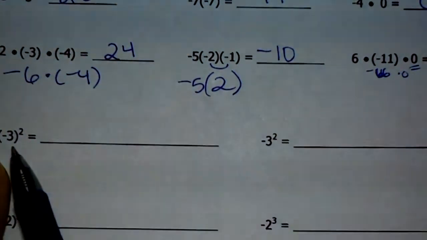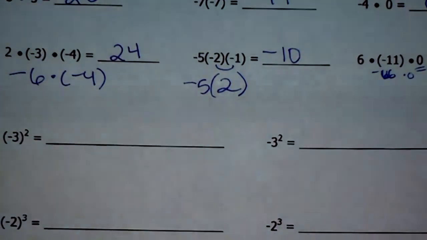But first off, I'm not going to say negative 3 in parentheses squared. The fancy way to say it is the quantity of negative 3 squared. Whenever something's in parentheses, you can fancy it up because I'm so fancy.